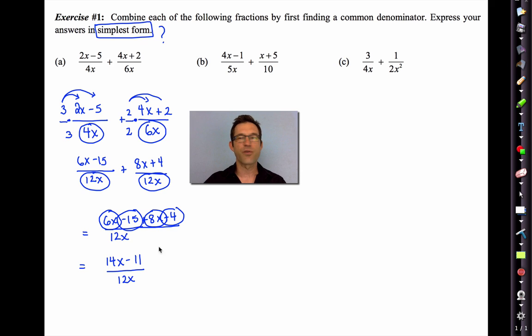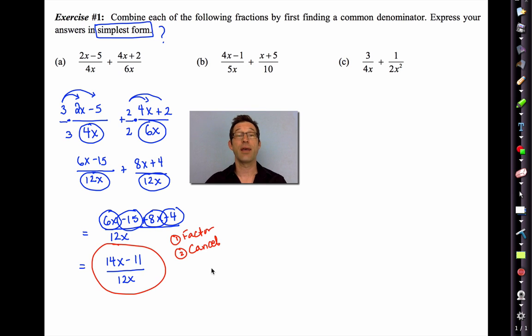So take a look at this fraction. Let me really just circle it in red. The only way we can simplify this is if we factor and then cancel. So let's look at that numerator, 14x minus 11. Let's spend some time on that. Think about whether or not you can factor 14x minus 11.